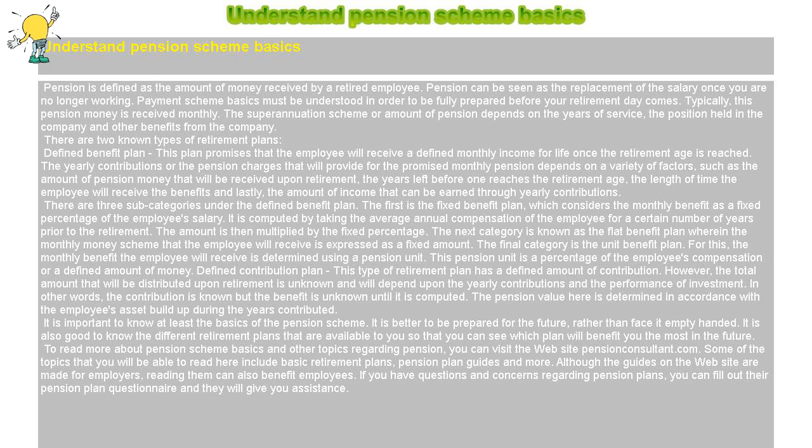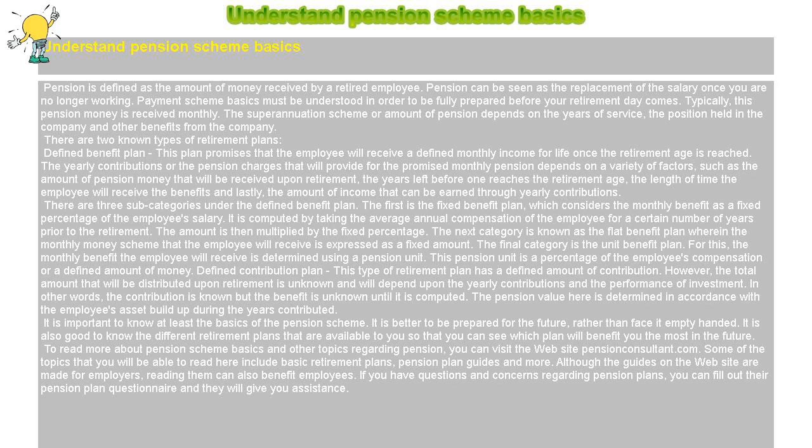The first is the fixed benefit plan, which considers the monthly benefit as a fixed percentage of the employee's salary. It is computed by taking the average annual compensation of the employee for a certain number of years prior to the retirement. The amount is then multiplied by the fixed percentage.